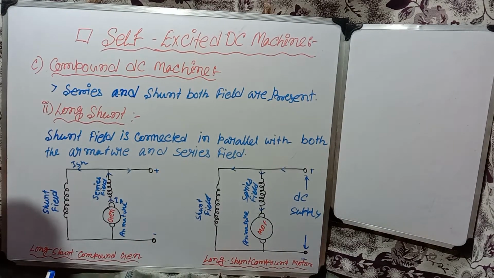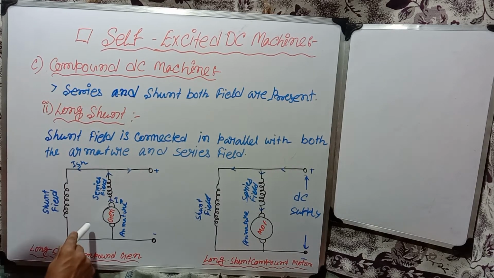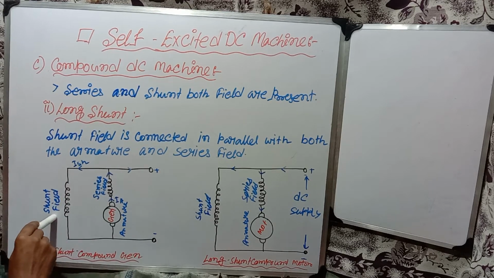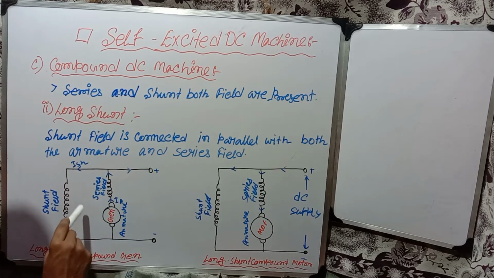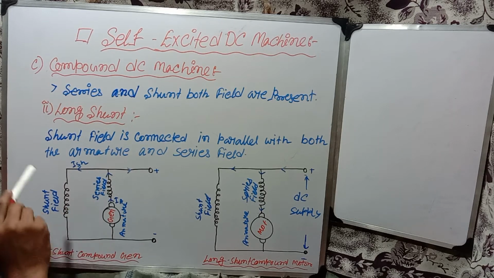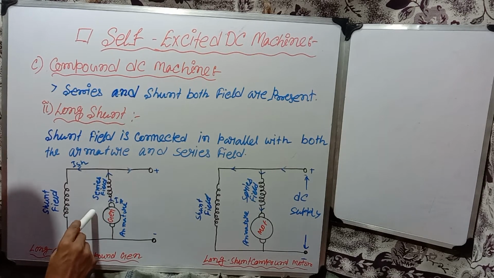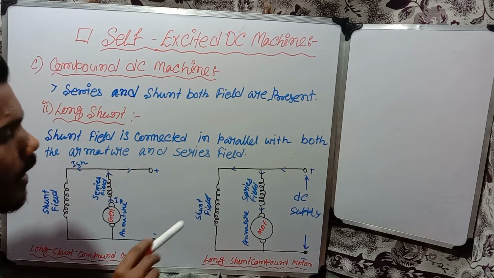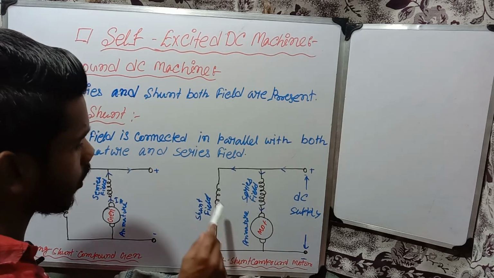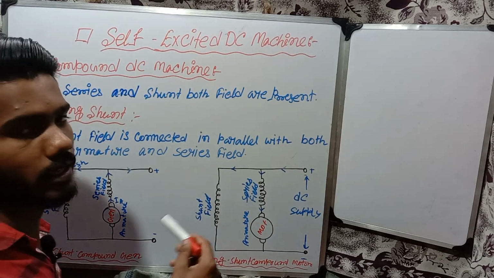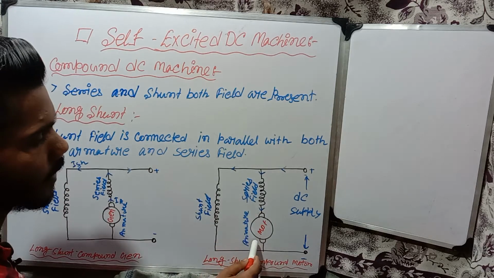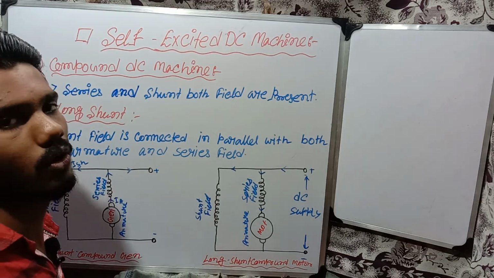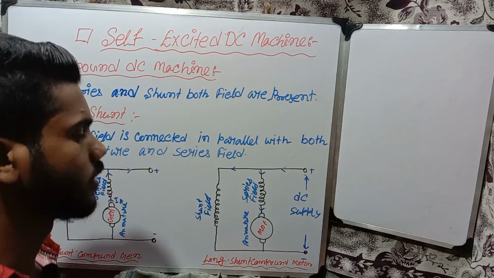So in this long shunt compound DC generator diagram, we can see the shunt field is connected in parallel with both the armature and series field. That's why we call this DC machine a long shunt compound DC generator. And in this diagram we can also see the shunt field is connected in parallel with both the series field and armature. That's why we can call this a long shunt compound DC motor.